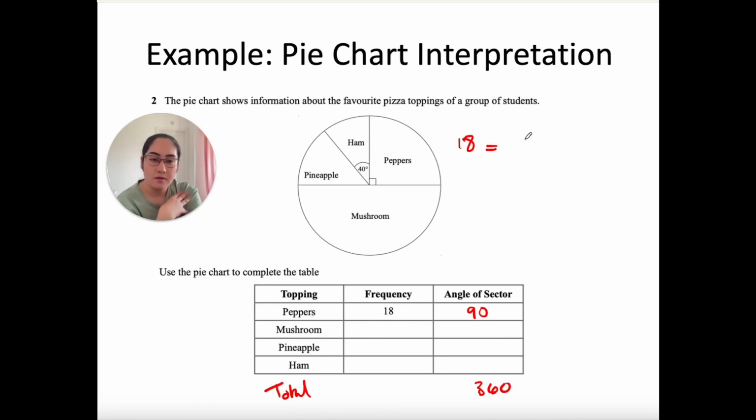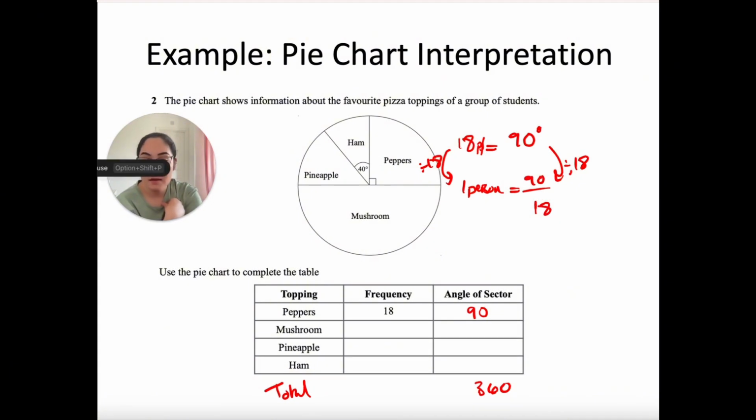So if we want to know 18 individuals is represented by 90 degrees. So 18 people, how many degrees would one person represent? To do that, we think of it like this. To go from 18 to 1, we divide by 18. We're going to do the same thing here. We're going to do 90 divided by 18, and that gives us 5. So one person is represented by 5 degrees.